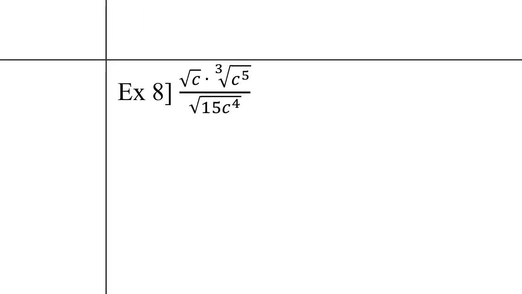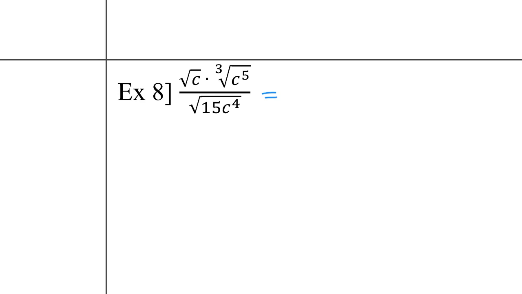Now let's try one that has a bunch of multiplication and radicals and things going on. So we have the square root of c times the cube root of c to the 5th, all over the square root of 15 c to the 4th. It's a lot going on. So let's try to simplify just the numerator first. Now we cannot use our multiplication property of radicals because this is a square root and this is a cube root. But what I can do is change them into exponent form and maybe work with exponent rules instead. So let's work on getting only the numerator as simple as possible.